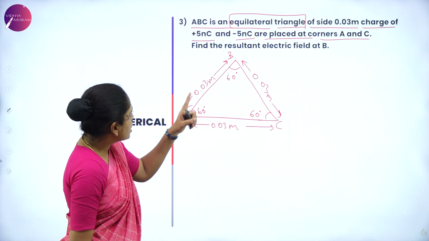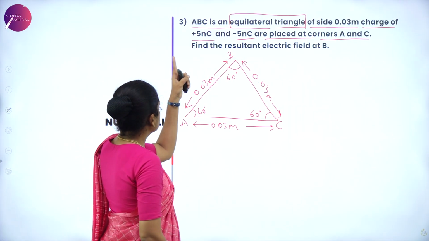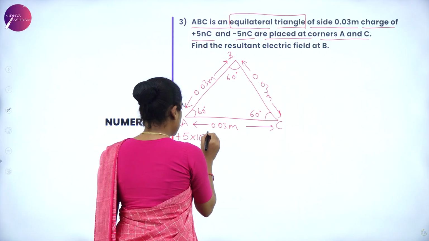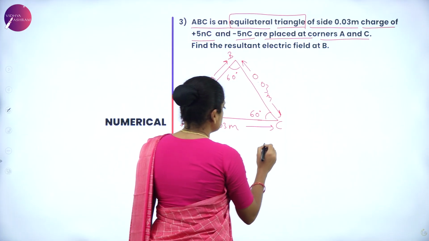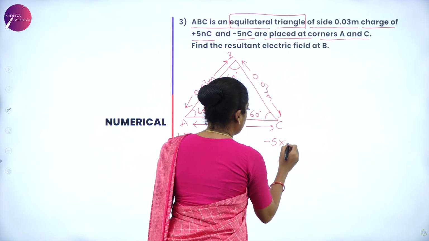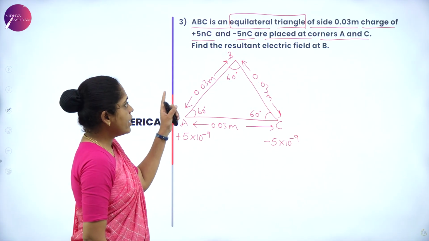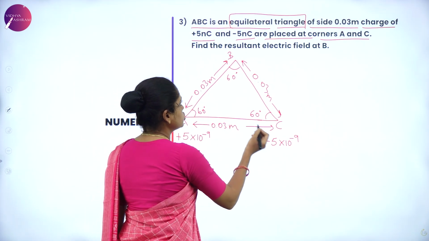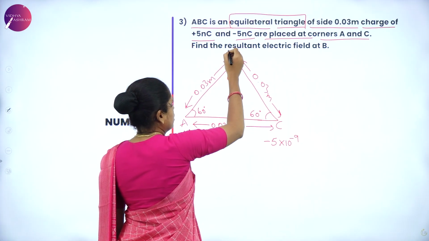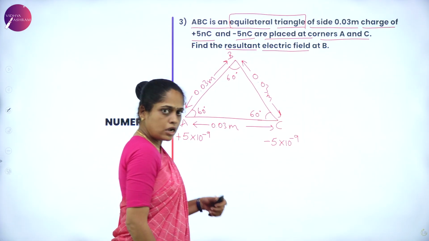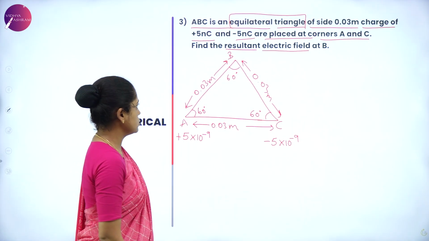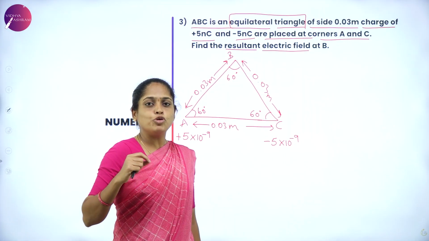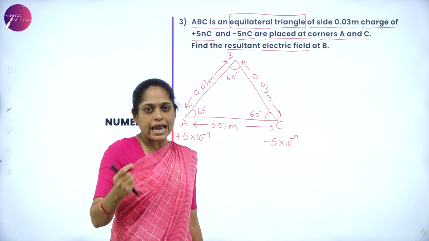Next, what are the charges placed at corners A and C? The charge at A is plus 5, nano is nothing but 10 power minus 9, and at C is minus 5 into 10 power minus 9 coulomb. Find the electric field at point B. Using these two charges, what is the electric field? That is the resultant electric field at point B. We need to find it. Yes, let us find that. To find the electric field at point B, first you need to find the electric field due to the individual charges which are placed at corners A and C.